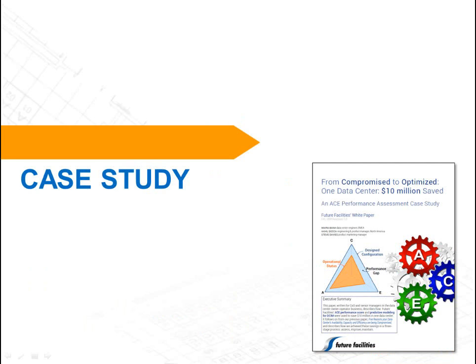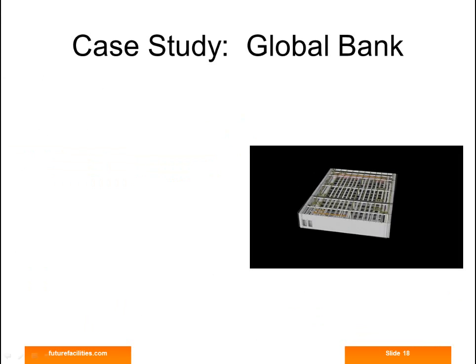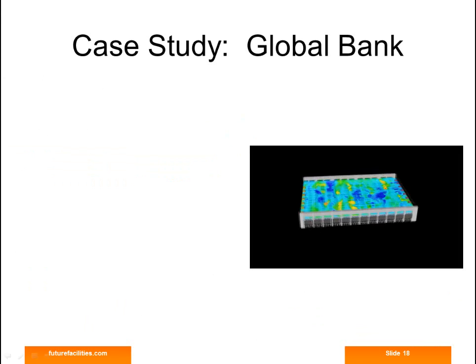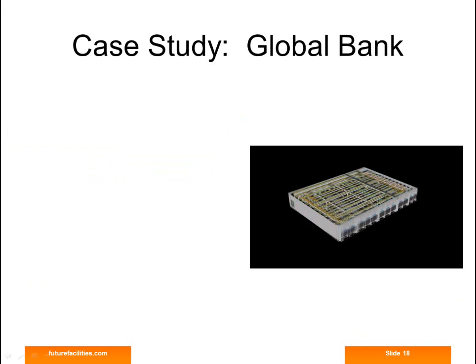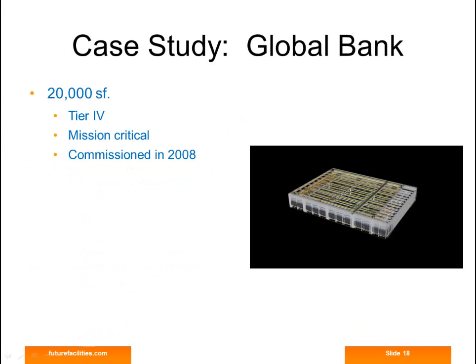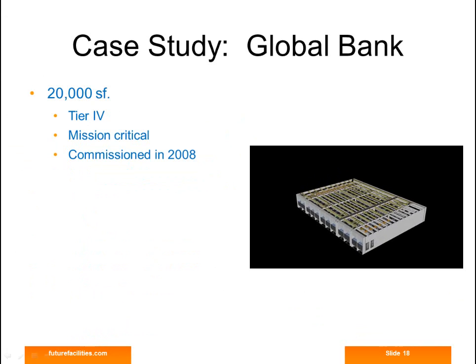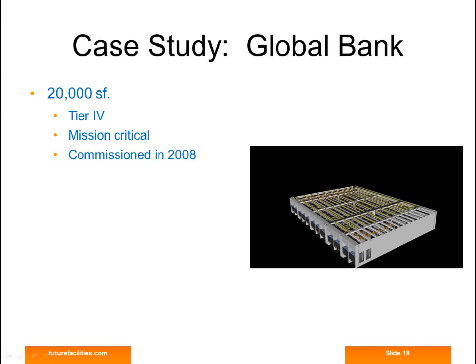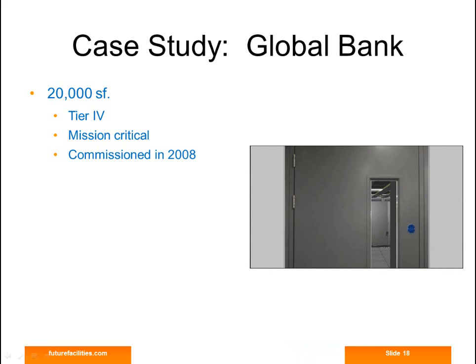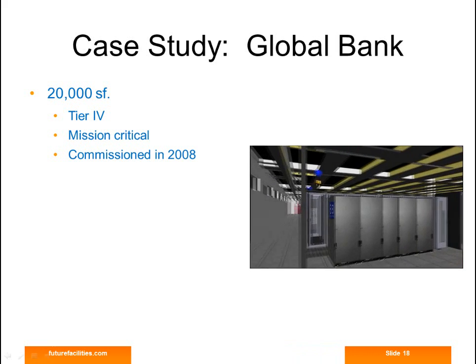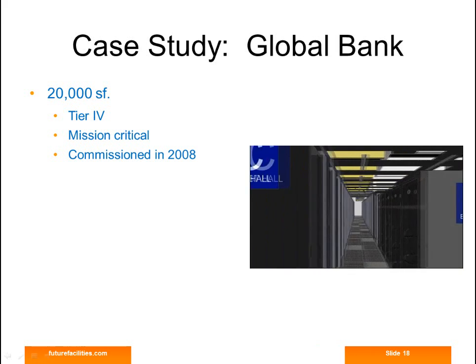So let's take a look at a case study in the application of the ACE score. This case study is from a global bank that is actually using a virtual facility to manage their data center today. They're using it to manage 20,000 square feet of Tier 4, very expensive, very mission-critical facilities that were commissioned in 2008, so they're relatively new.